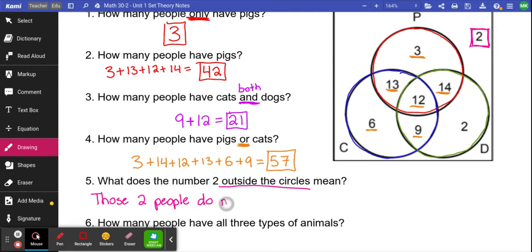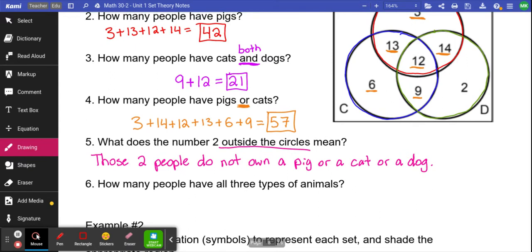do not own a pig or a cat or a dog. They don't own any of the 3. All right, notice that I actually stated all 3 circles and all 3 animal groups there. I didn't just say it in general terms. They don't have anything. Nah, that's not good enough. Make sure you actually write what each group is.